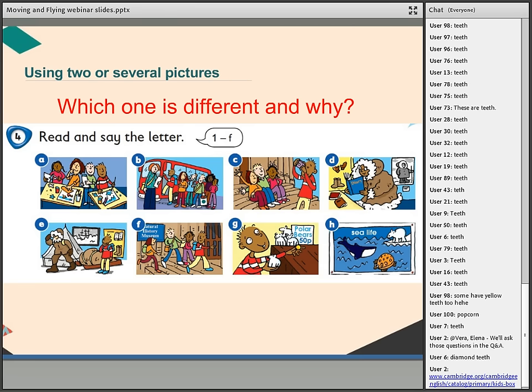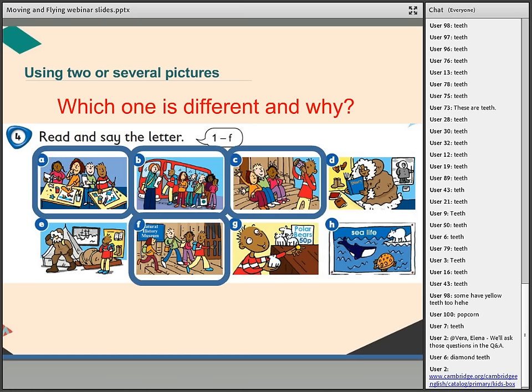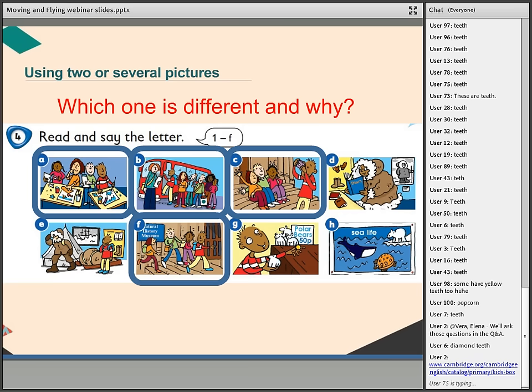Okay, so which one is different and why? Okay, so I'm highlighting here 4 of the pictures, A, B, C, and F. Can you tell me which picture is different and why is it different?